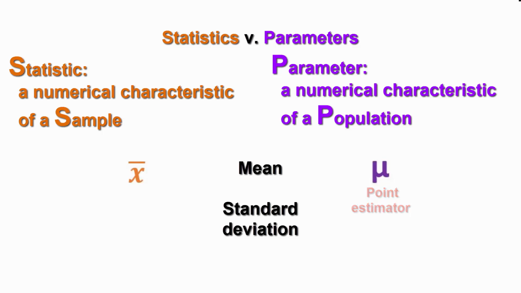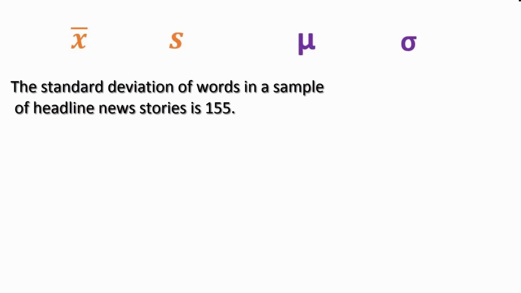There will be more parameters and statistics to learn later, but let's make sure we can wrap our brains around this now. Choose the correct symbol corresponding to the numerical characteristic described. The standard deviation of words in a sample of headline news stories is 155. This would be S. This is a statistic. It came from a sample.